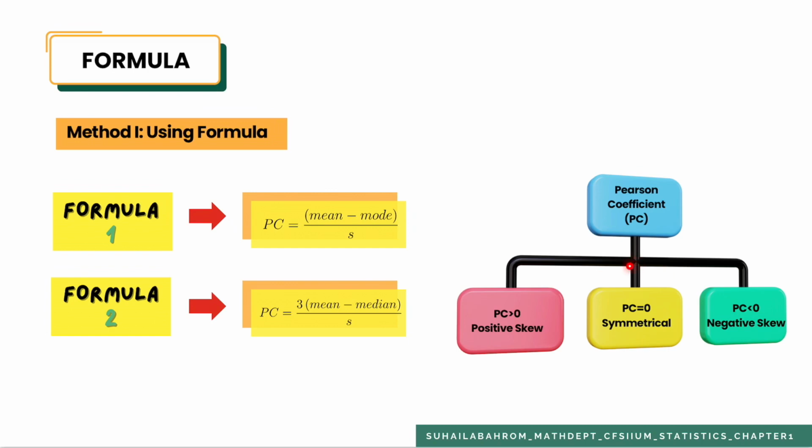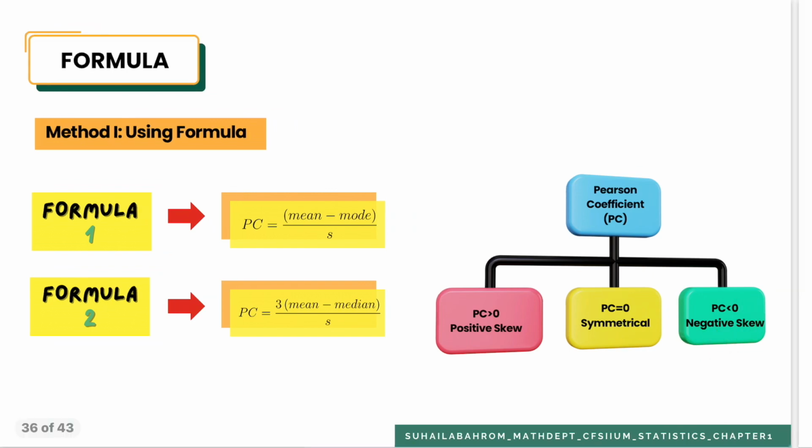There are three possible answers for the Pearson coefficient because it involves the difference between two values. It's either positive, 0, or negative. This is how you determine the distribution of the data. If your PC is greater than 0, your distribution is positively skewed. When the PC is exactly 0, the distribution is symmetrical, and when the PC is less than 0, your data is negatively skewed or skewed to the left.